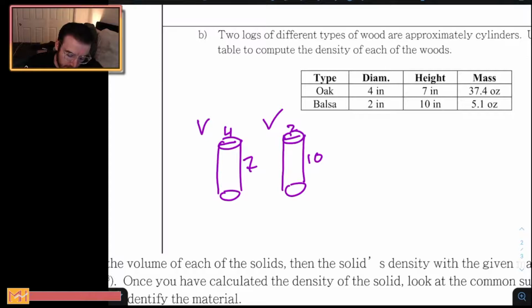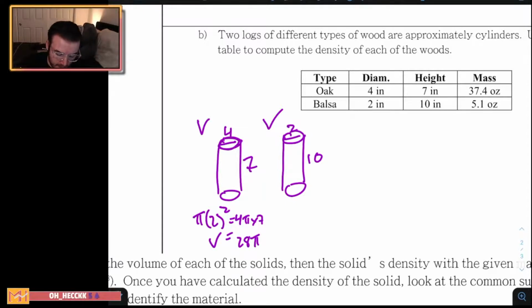So what is the area of this circle? That's pi r squared. The diameter is 4, the radius is 2, so that's 4 pi times 7. So the volume is 28 pi. And this 2 cut in half is simply a 1. So 1 squared is simply 1. So that's not doing anything. So the area is pi, and then you multiply it by the height, and you get 10 pi for the volume. This is oak. This is balsa.